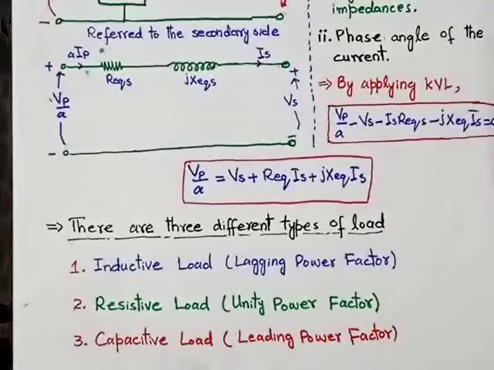And in case of capacitive load, in case of capacitor, current leads the voltage by 90 degree. So if the current leads, then the power factor will be leading as well. So that's why in case of capacitive load, power factor will be leading. It means in case of inductive load, power factor will be lagging, in case of resistive load, power factor will be unity, and in case of capacitive load, power factor will be leading.